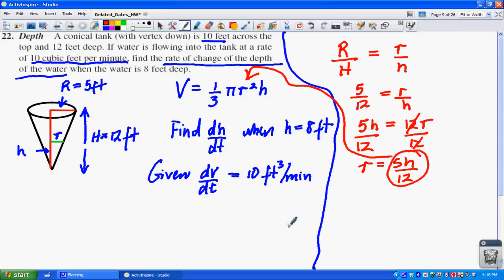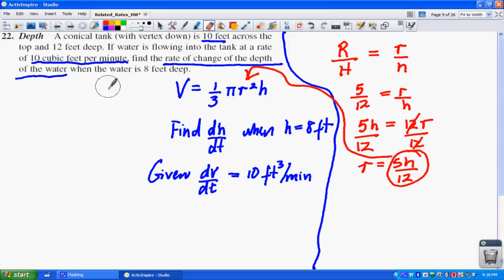I'm running out of space here, so I'm going to have to erase this diagram. Bye bye. I think we're done with you. We don't need you anymore. Good, so I have some more space. Let me continue. I'm plugging this substitution for R into this formula. Notice I haven't found the derivative yet, because I'm just trying to get everything in terms of H.